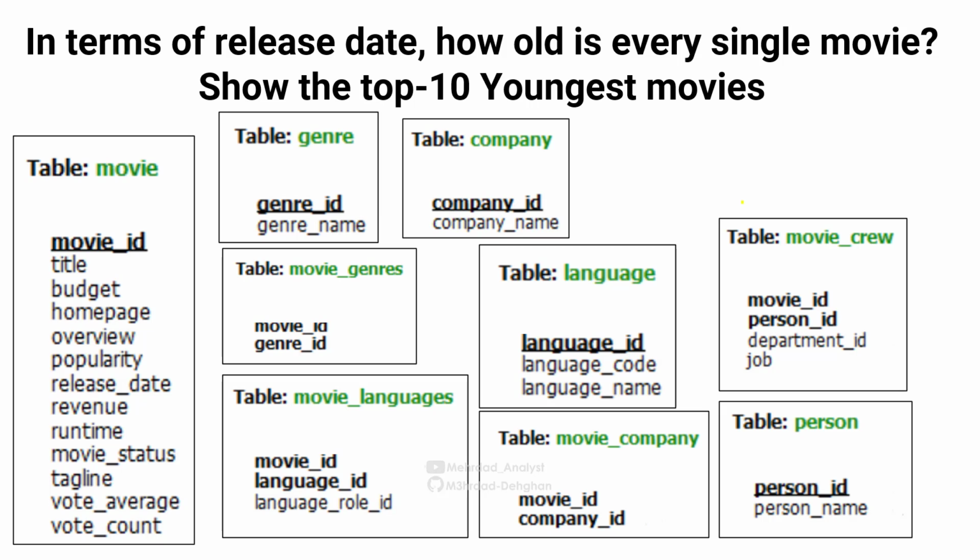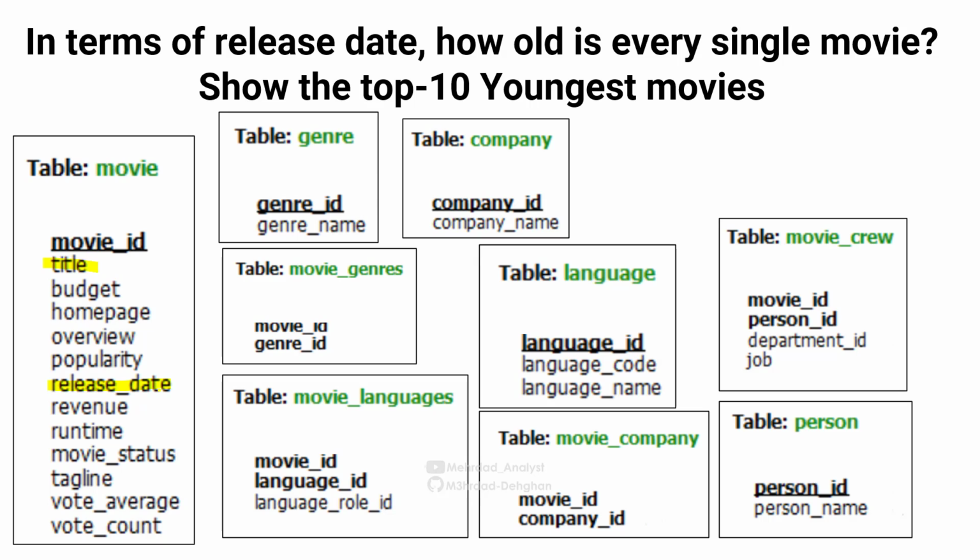This question is about the date, and we have to work with some date functions in SQL. This question is very interesting and is looking to see the age of each movie. After that, we should show just the top 10 youngest movies. Again, we should work with the table movie. I just need the release date because it is about the date of the movie, and the title. I think, yeah, just title and release date.